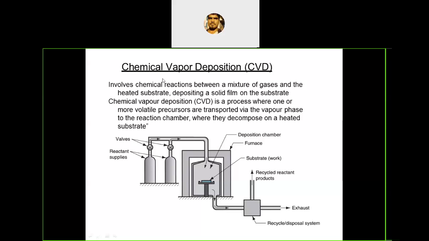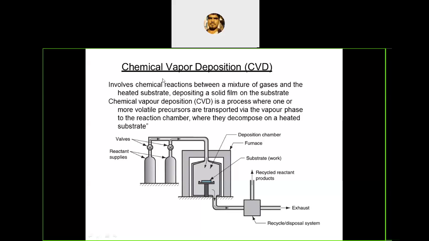So chemical vapor deposition means it is a process in which a chemical reaction takes place between two gases or reactants, and because of that it produces byproducts, and those byproducts are deposited on the substrate, and the entire process takes place in the reaction chamber. This is what we call CVD or chemical vapor deposition.